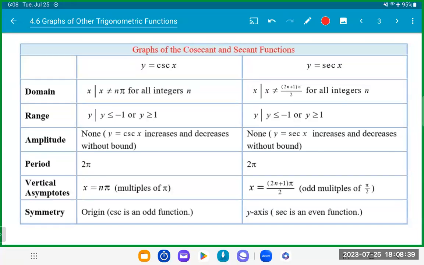The period, just like sine and cosine, is 2 pi. You've got those vertical asymptotes at every multiple of pi for our cosecant, and every multiple of pi/2 for our secant. And then our cosecant has symmetry with the origin because it is an odd function, and our secant has symmetry with the y-axis because it is an even function. Okay? Questions?